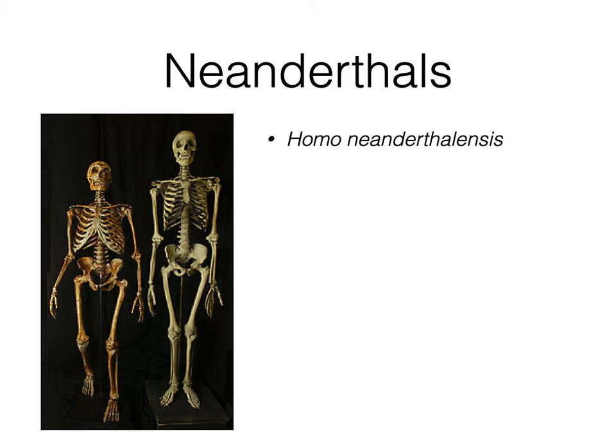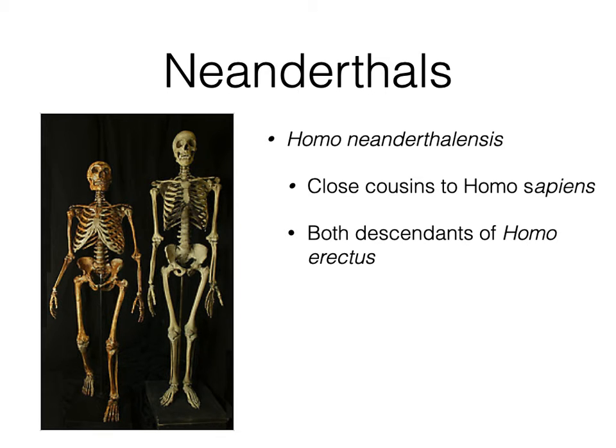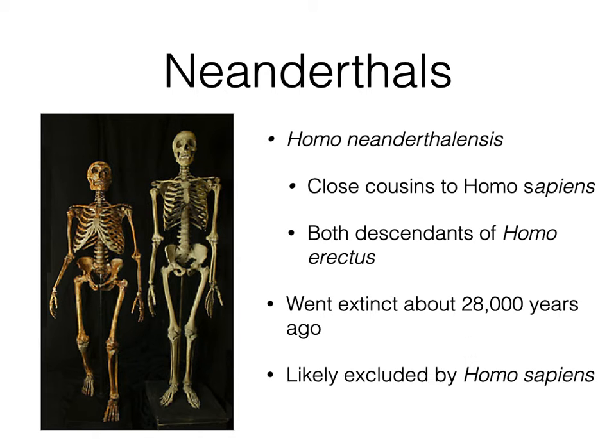And you can see the physical characteristic differences between the two hominid species, Neanderthals being shorter, but also broader and more robust. Neanderthals are close cousins of ours, and we both descended from Homo erectus. But Neanderthals went extinct about 28,000 years ago. There really isn't a trace of their discrete populations within the anthropologic record. And so it is very likely that Neanderthals were excluded by Homo sapiens.